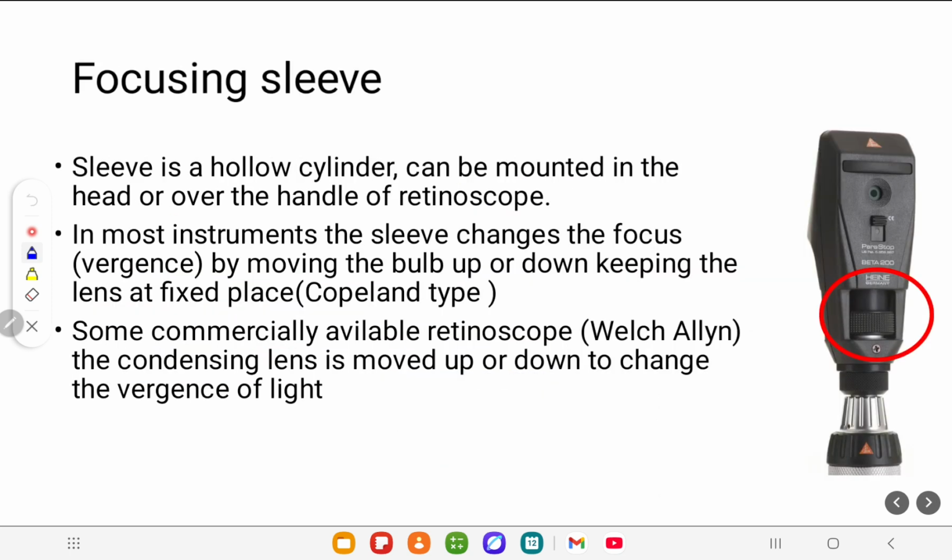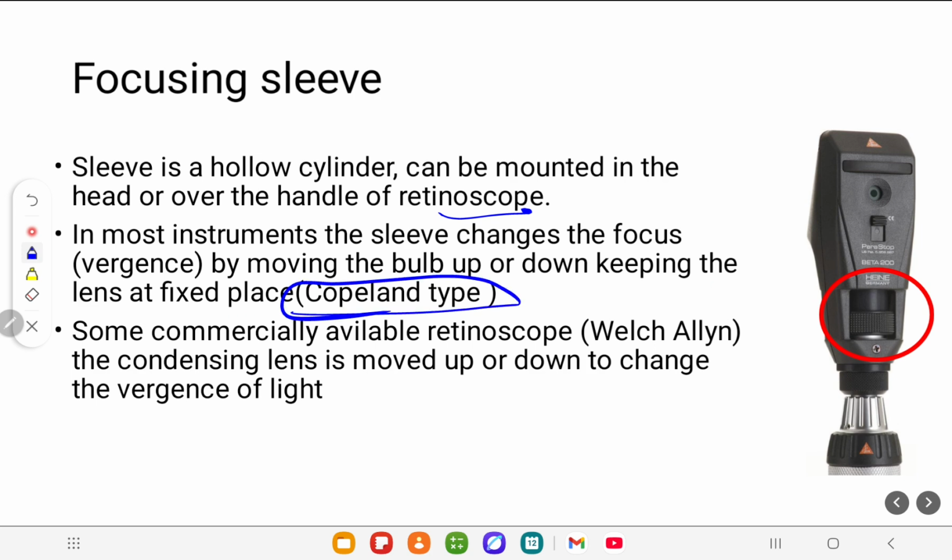Okay, so what about focusing sleeves? And here is the optics, the main optics. The sleeve is a hollow cylinder and can be mounted in the head or handle of the retinoscope. In most instruments, the sleeve changes the focus by moving the bulb up or down while keeping the lens in a fixed place, in a Copeland type, whatever it is.